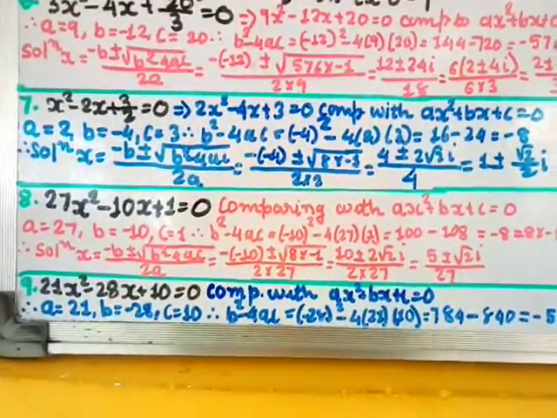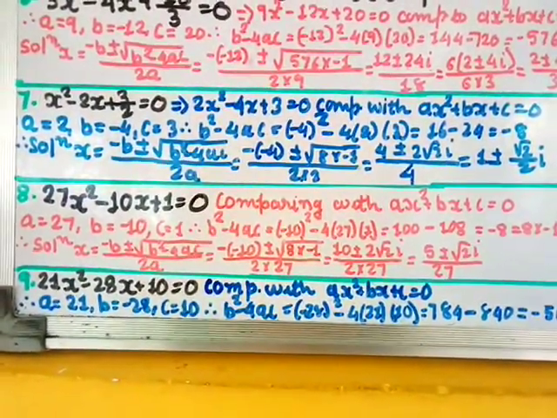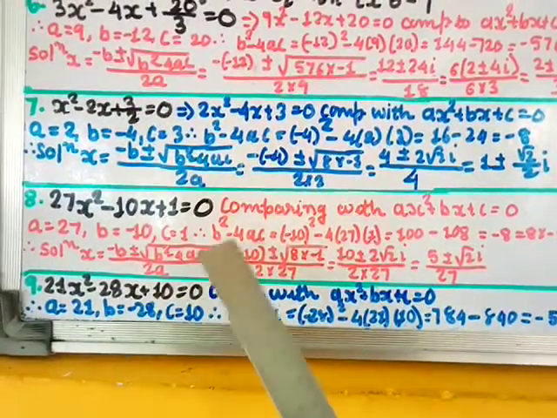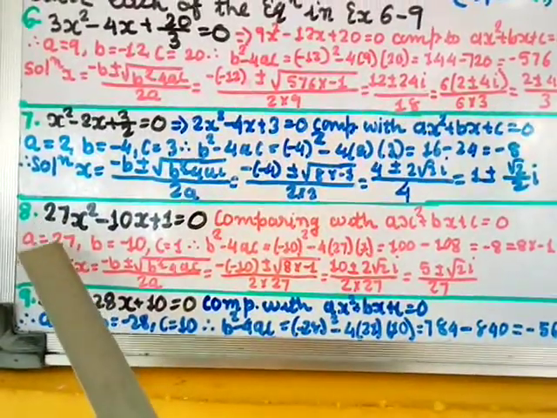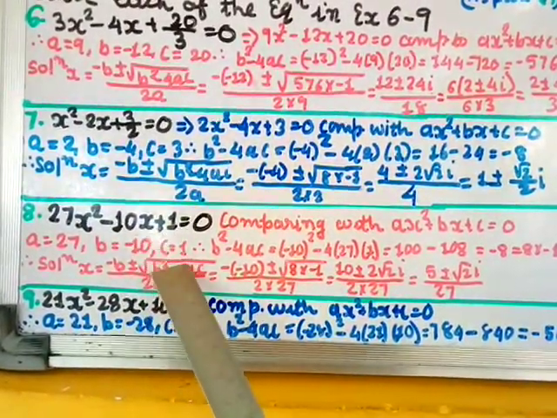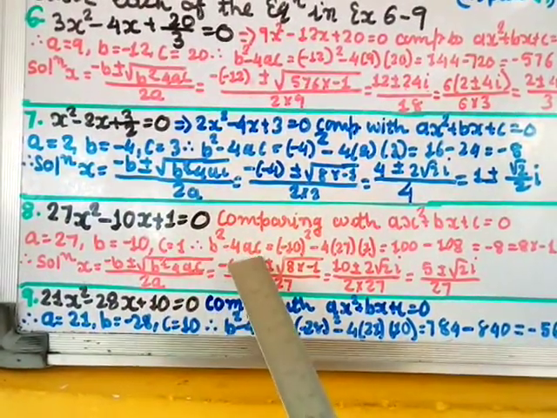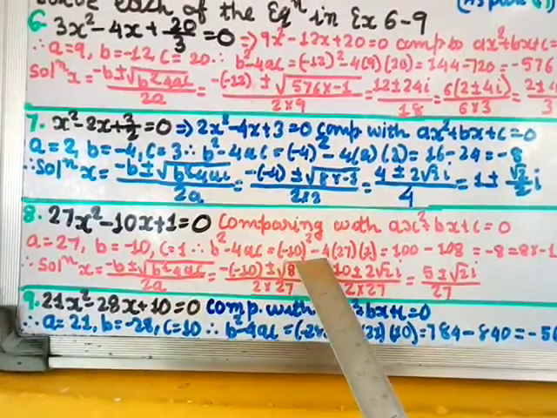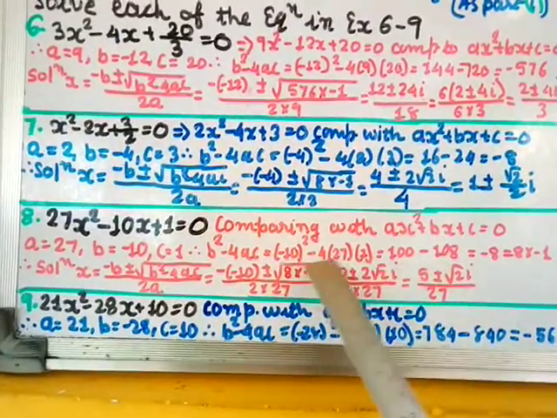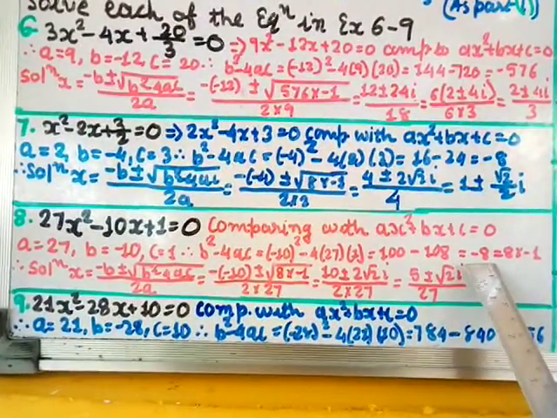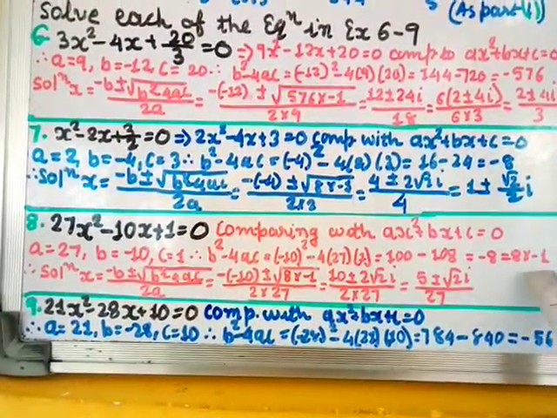Question number 8. 27x square minus 10x plus 1 equal to 0. Comparing with ax square plus bx plus c equal to 0, here a value is 27, b value is minus 10 and c value is 1. Calculate b square minus 4ac. So b square means minus 10 square minus 4 into 27 into 1. This gives you 100 minus 108, so the answer is minus 8. So this can be written as 8 into minus 1.